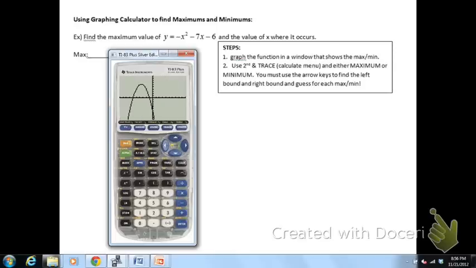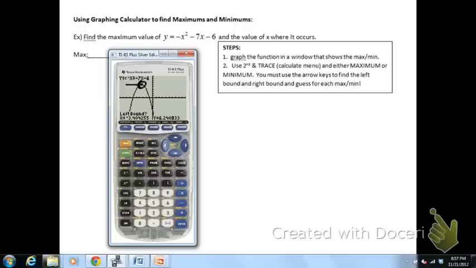And we do luck out because I can see the vertex. That is going to be my maximum value. So to get there, I'm going to hit second, trace, and now since that vertex is the highest point, I want to choose the maximum, number 4 in this particular example. So if I do that, I have to find the left bound of the vertex. Remember, I don't care about the intercepts in this particular problem.